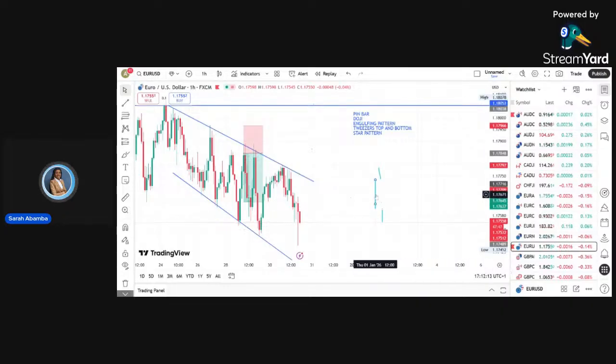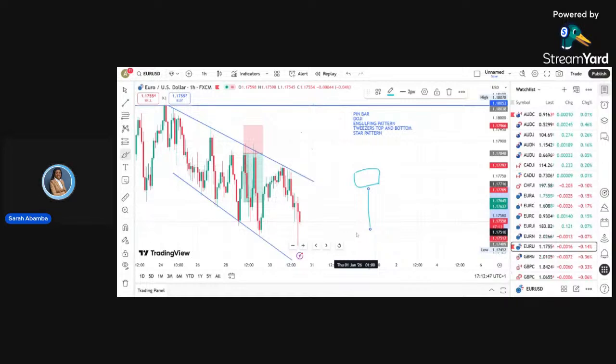So we'll be looking at the pin bar. This is the first one we'll be looking at. A pin bar is such that it has a very small body, however, it has a long shadow or a long wick. So I'm going to be drawing that. This is an example of a pin bar: small body like this, but a long wick or shadow. This is a pin bar.